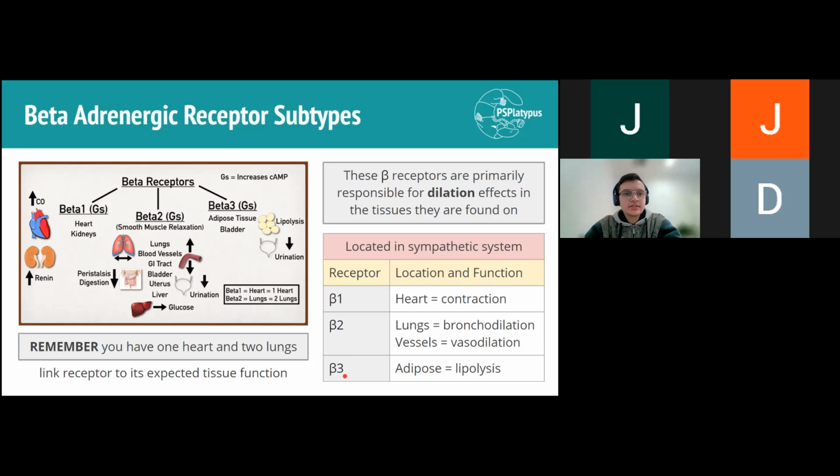And then beta 3 is another crucial one to remember. It's the adipose tissue. So it's going to cause you to get more energy out of your fat stores through lipolysis, and this is something you would have covered in biochem. So as I said, remember, you have 1 heart and 2 lungs. That helps you remember beta 1 and beta 2 really well. And this diagram pretty much sums it up.